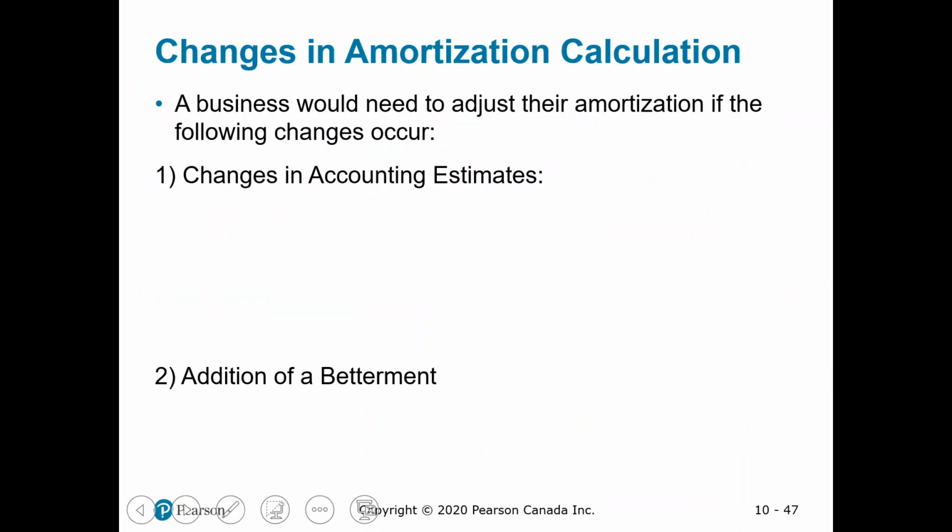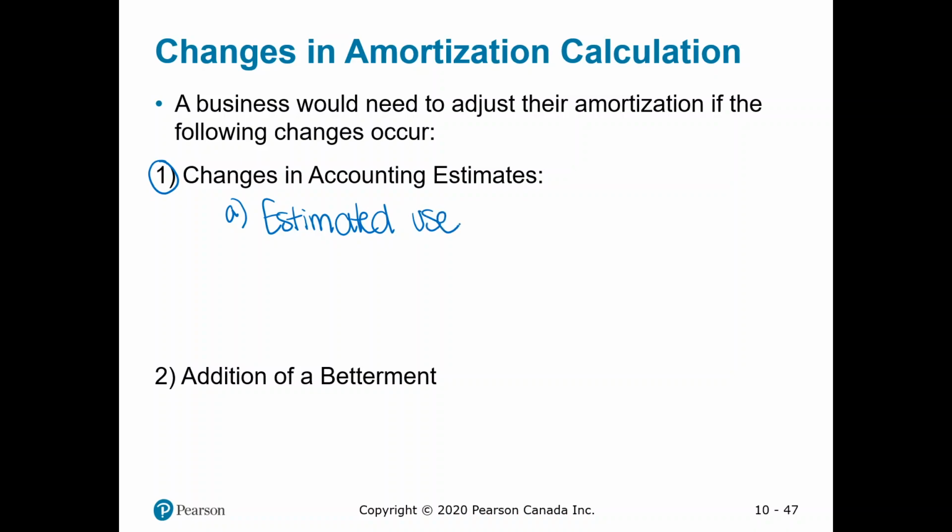Okay, next we are going to look at what happens if you have a change in some sort of estimate or a change needed for your amortization calculation. And you can see here the two reasons that you may need to change the way you're calculating amortization. The first one is that you have a change in an accounting estimate. And here we know the two things that we estimate when it comes to amortization. The first one is the estimated useful life.